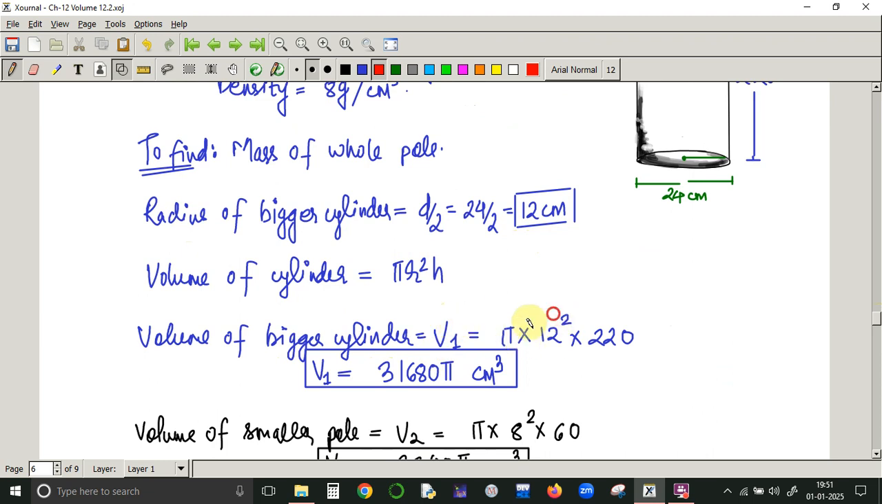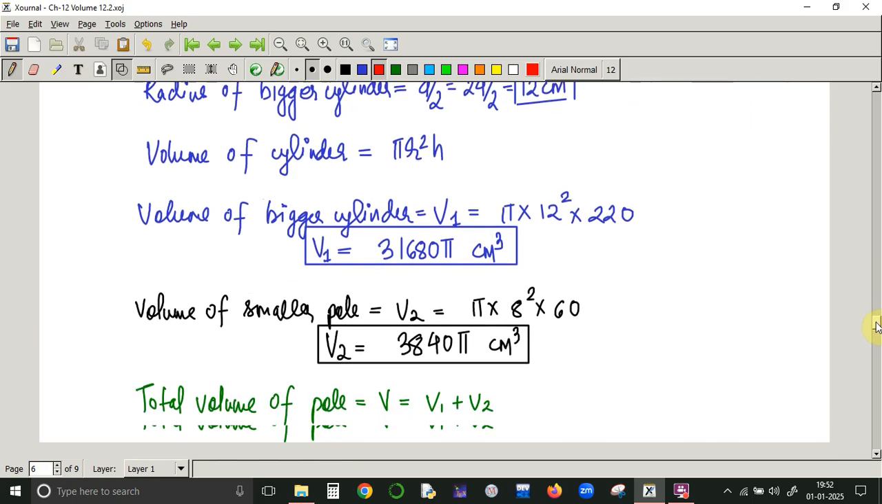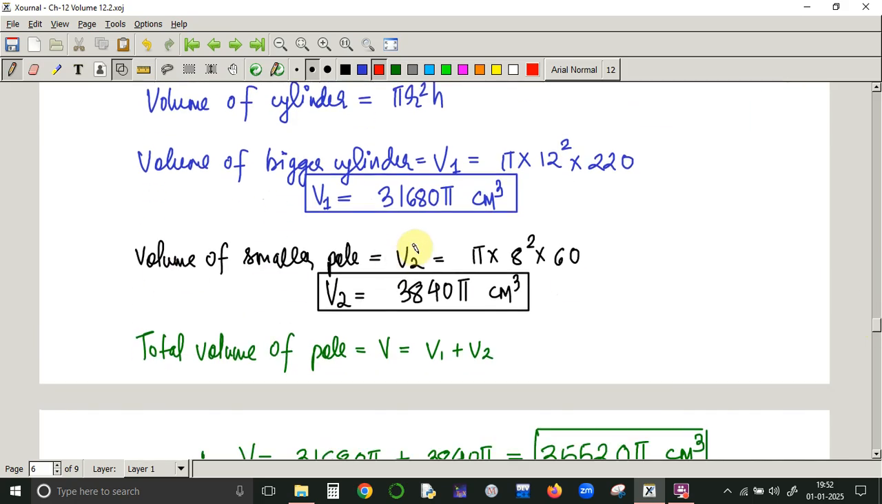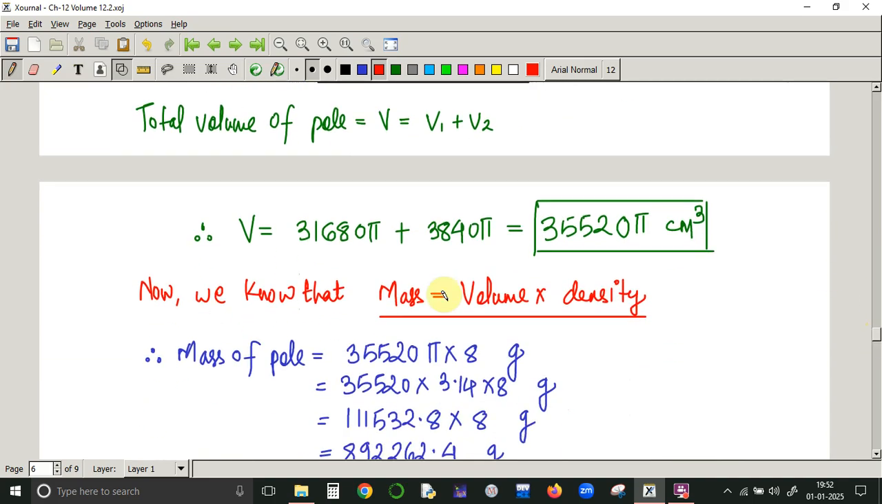So V1 is pi r square h. Do the calculations, keep the answer in pi. Volume of smaller cylinder V2 is pi r square h. Do the calculation, 3840 pi centimeter cube. So total volume is V1 plus V2. Just add them, keep the answer in pi.